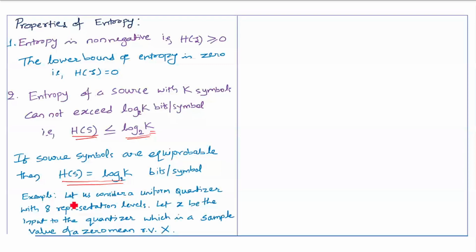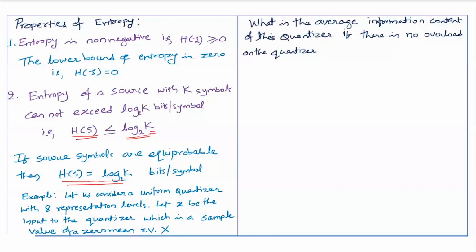Example. Let us consider a uniform quantizer with 8 representation levels. Let x be the input to the quantizer, which is a sample value of a zero mean random variable x. What is the average information content of this quantizer if there is no overload on the quantizer? If I take this quantizer as a discrete memoryless source, how many symbols does it have? 8 symbols, sir. 8 symbols.